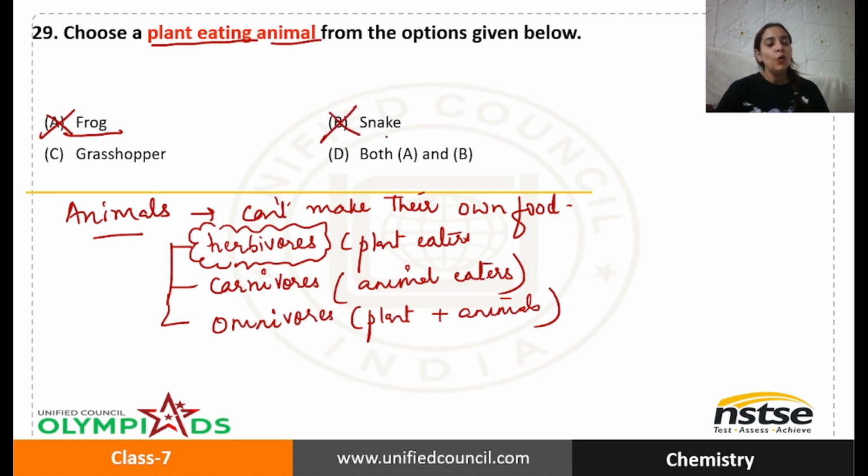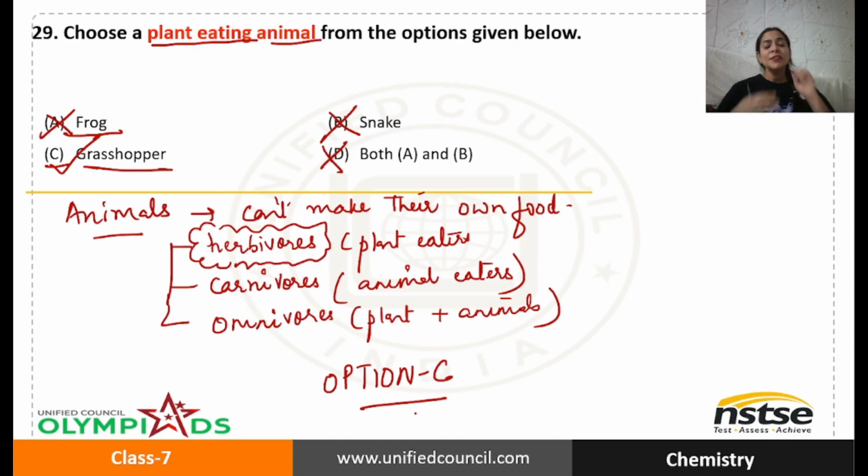Snake, again no. Snake also eats other insects. Grasshopper, yes, is a grass eater, a plant eating animal. So which option is correct? Option C. So if somebody asks you now, how will you classify organisms based on their eating habits? Plant eaters, animal eaters, plant and animal eaters, like they are feeding on both.